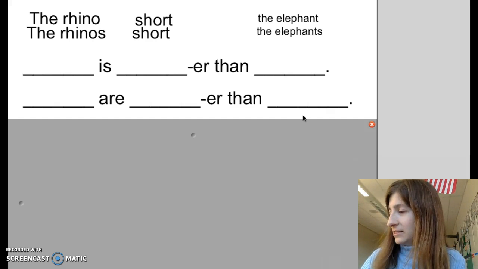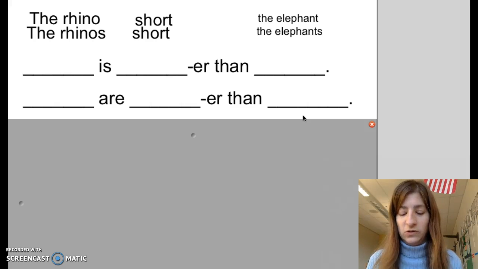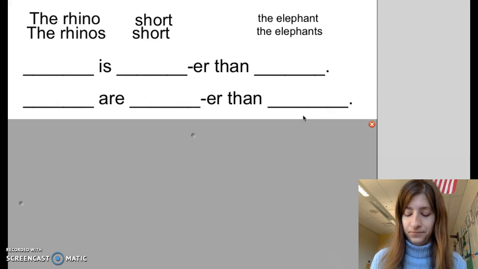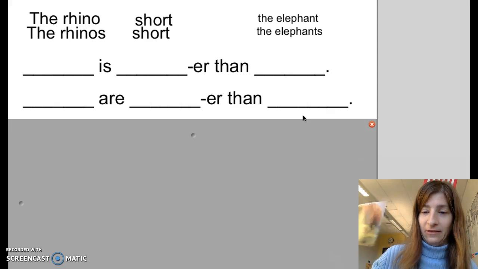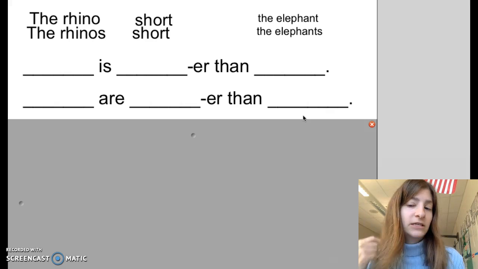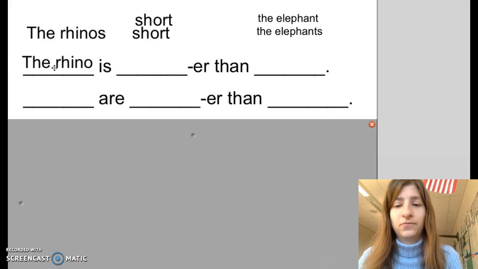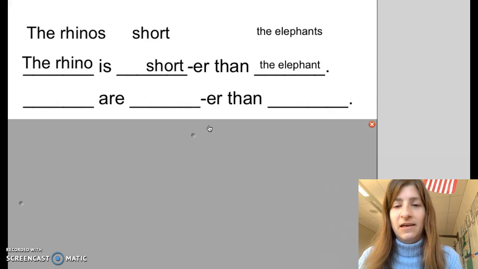We are going to practice with some words. We are going to compare a rhinoceros with an elephant. So I'm going to start like this. I might say the rhino. Since it's just one, I will use is. I can use the word short and make it shorter. Than, and I put the elephant.